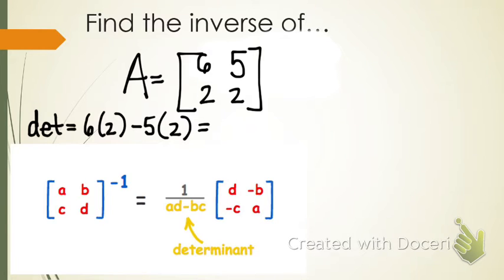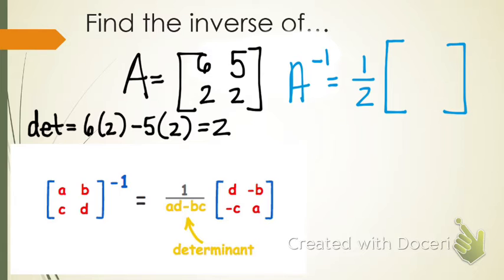And what did you get for your determinant for matrix A? Who got 2? Okay, good. So now we're going to find the inverse. So the inverse is going to equal 1/2. So now we have to take 1/2. We're going to take 1/2. So put that 1/2.